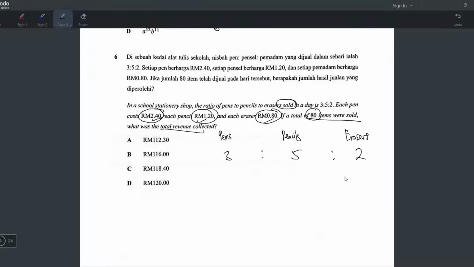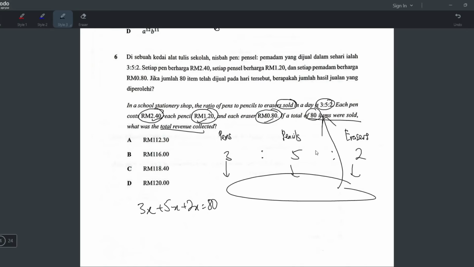So what you can do is, if you take 3 plus 5 plus 2, you're not gonna get 80, right? So what you can do is you can times with x: 3x plus 5x plus 2x equals 80. Yeah, because ratio dia sudah kecilkan, right? Of course you can also times 2, times 2, times 2, and then add everything and see whether you get 80 or not. And if tak jadi, you times 3, semua times 3, and then tambah semua, see you get 80 or not. If you do like that, can also lah, but it's a bit slow.